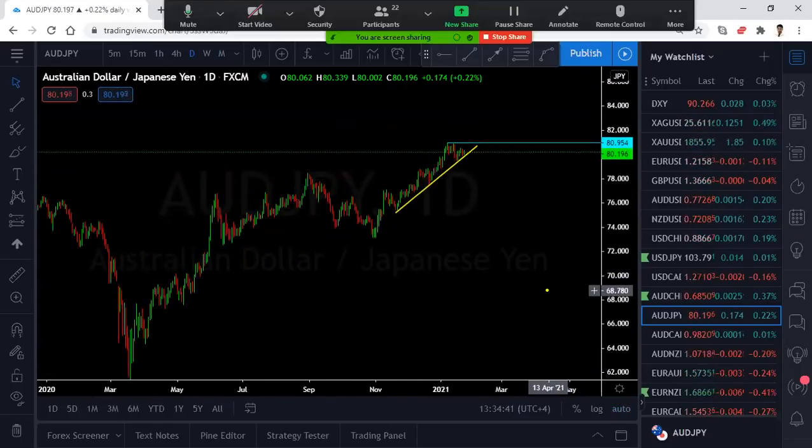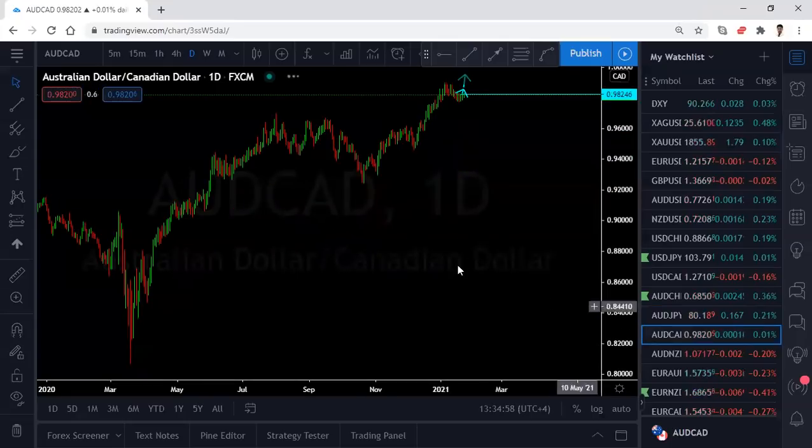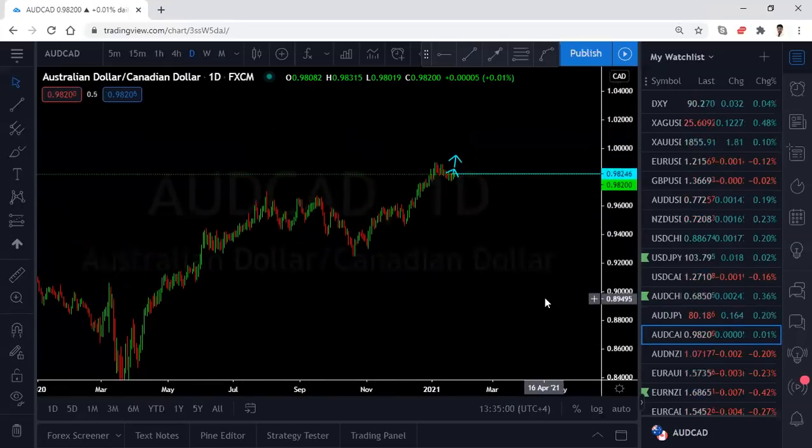On the Aussie-Yen, we saw this, and we were trying for this to go up, right? So this one we said would come down like this and then go back. It came a little more complex, but it's the same thing, and it's going up, right? So Aussie-Cad, pretty much the same thing.